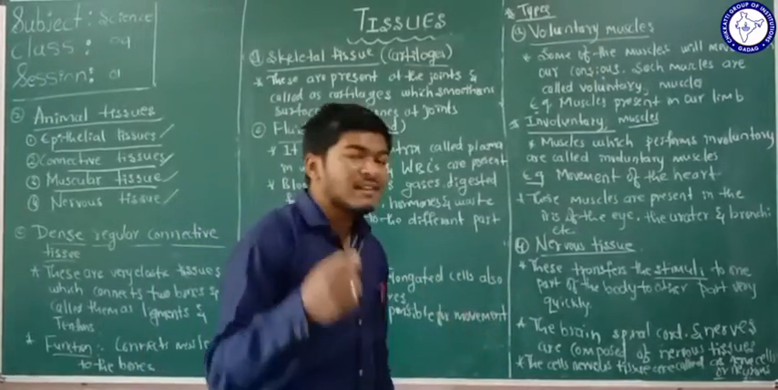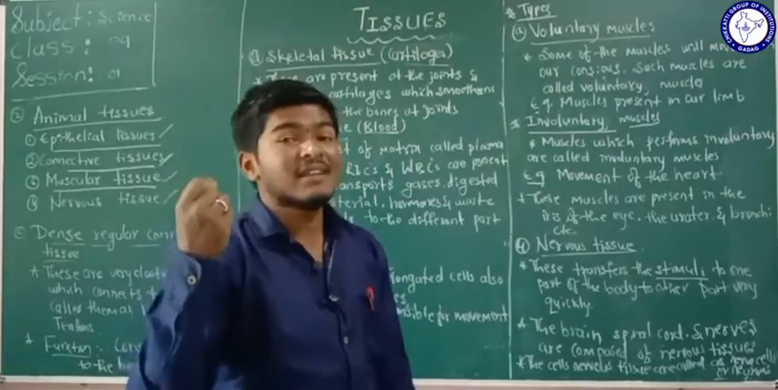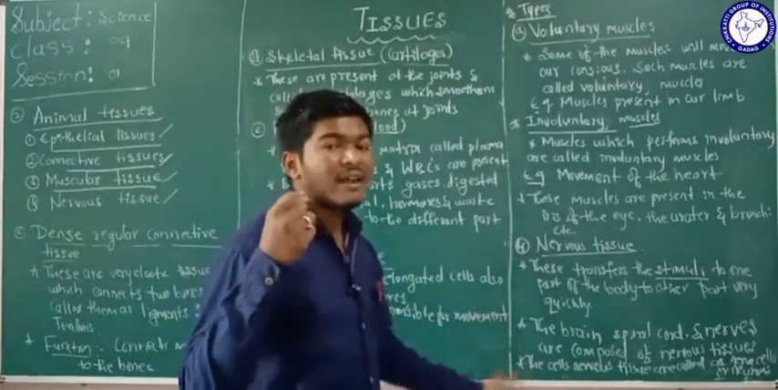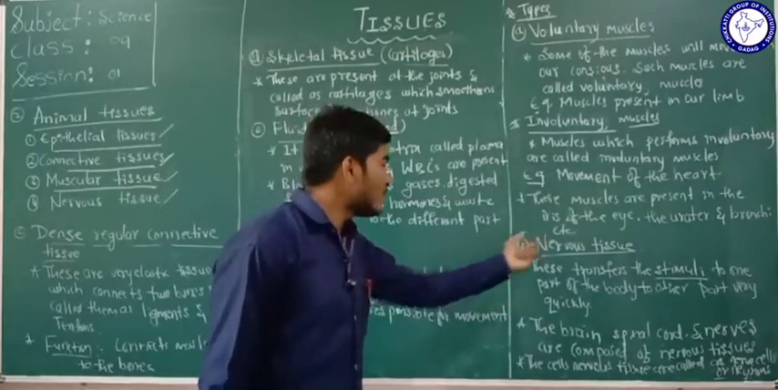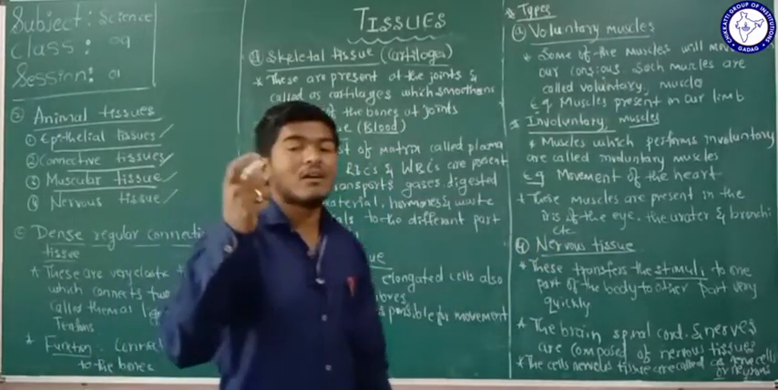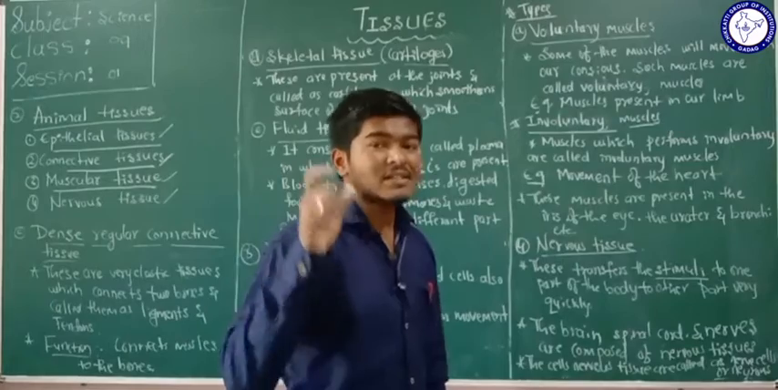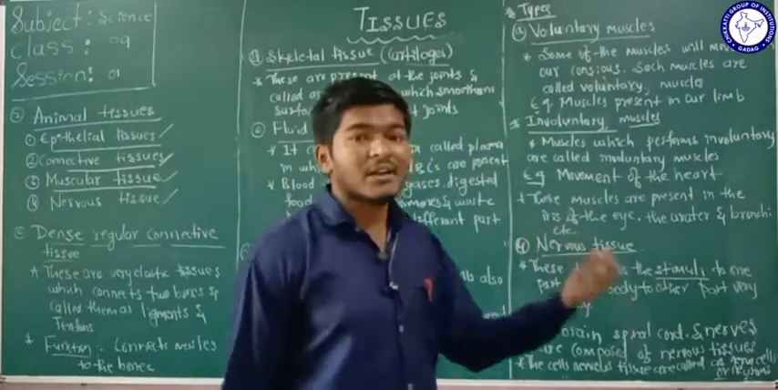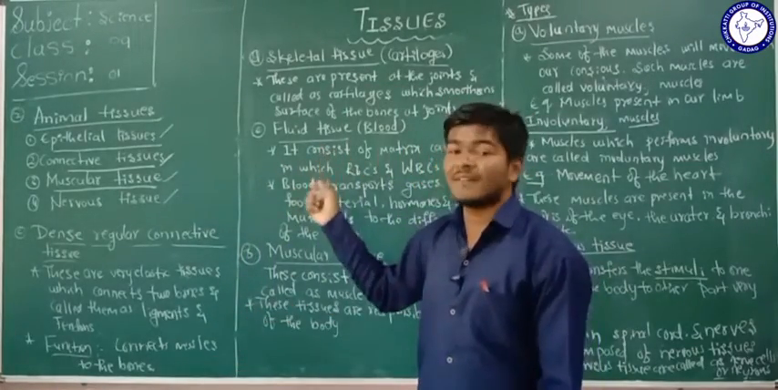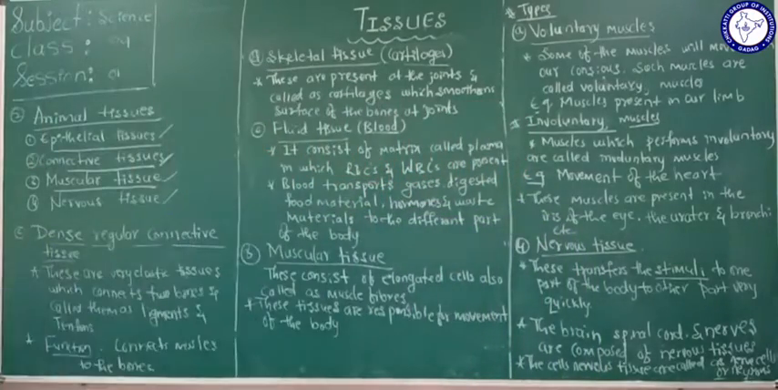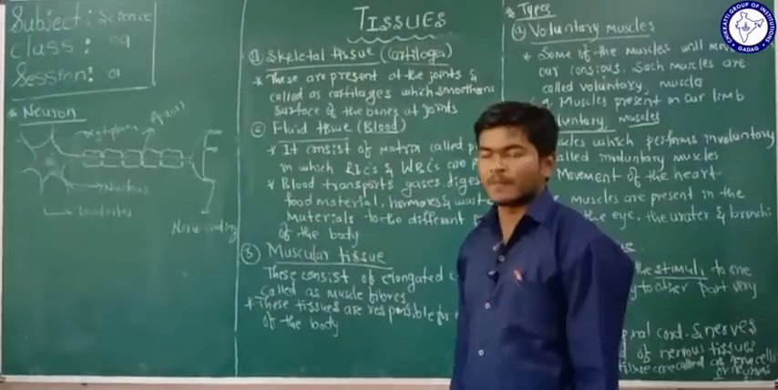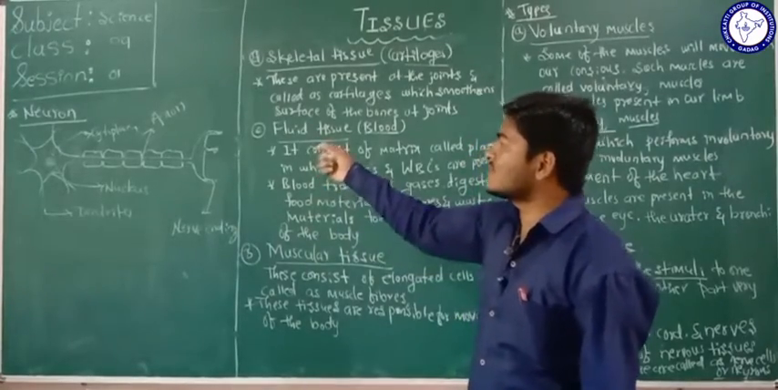And the cells of the nervous tissues are called nerve cells, or neurons. The cells which are present in the nervous tissues are called nerve cells or neurons. Now we are going to study the structure of the neuron, how the structure of the neuron is.